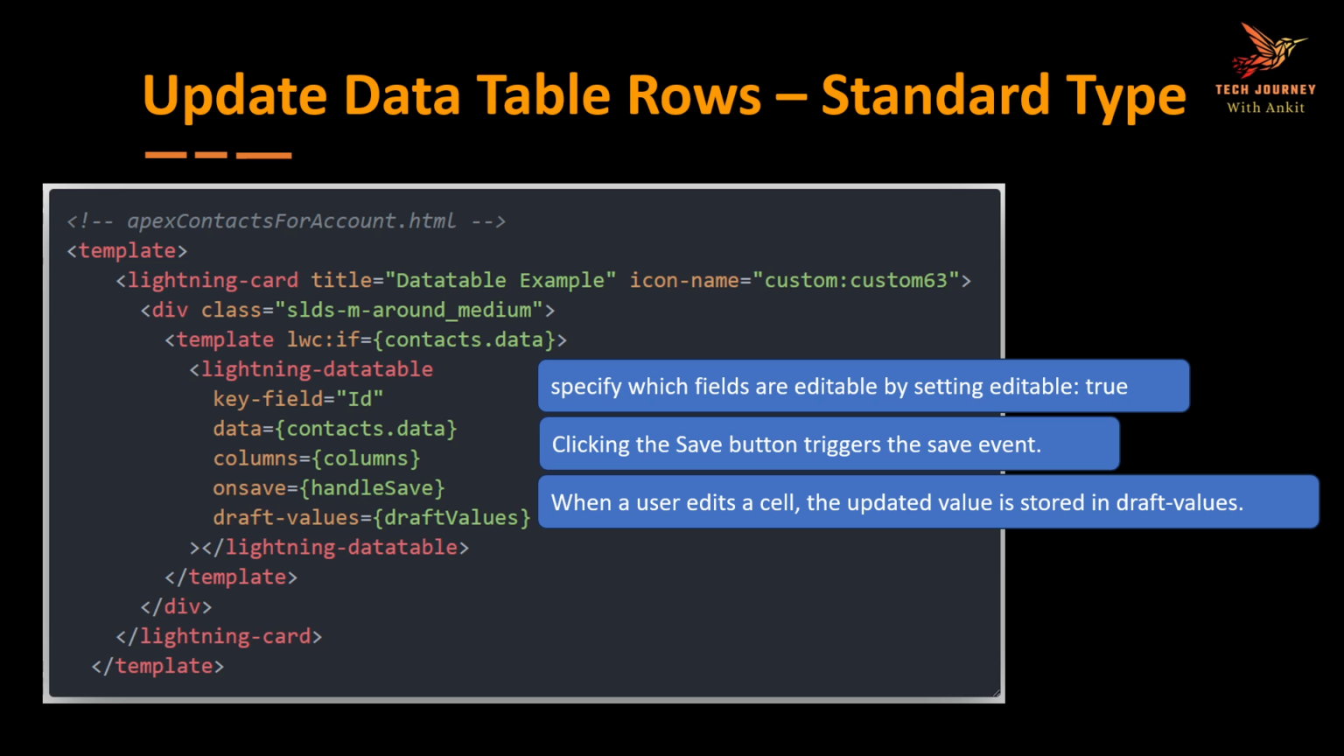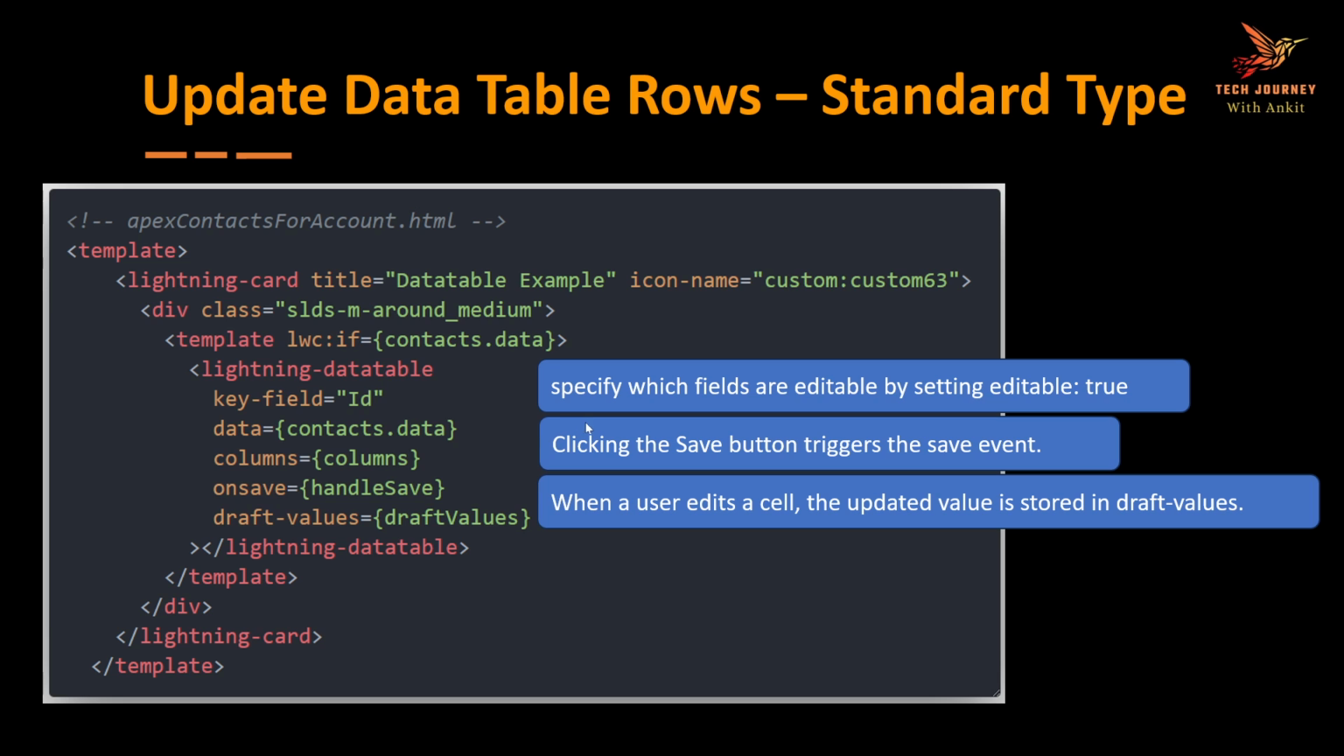So let's get started with today's topic. What are the different things that you have to do at the data table so that you can perform the edit operations on the data table rows? There are three specific things that you need to do. First, in the column definition, you have to specify editable as true. Next, on the lightning data table, you have to use the save event. If you make this editable as true, as soon as you start editing the rows, automatically the save button and the cancel button will come up on the data table.